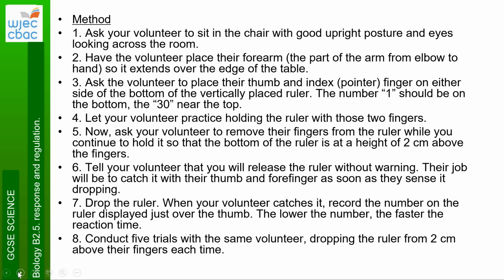Our control variables then, you should have been able to pick these up from the method. So we've got 3 control variables. Obviously the person, the volunteer, keeping the person the same, that's very important. Their position that they're sitting in needs to remain the same, and also where you drop the ruler from. So you're dropping it from a height of 2 centimetres above the fingers. So the control variables are the person, the position that the person is sitting in, and where the ruler is dropped from.